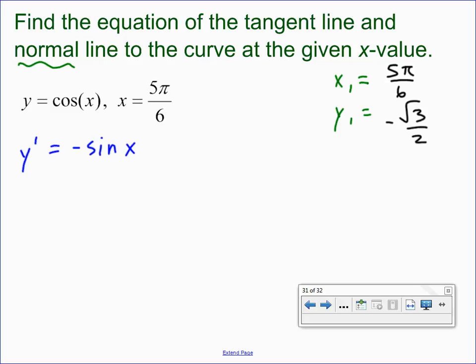Is that right? So if I wanted to get the slope of the tangent line, I'll evaluate my y-prime expression at my x value of concern. The opposite of sine of 5 pi over 6 is not positive 1/2, but negative 1/2. Is it negative 1/2? Awesome. So we'll do two problems, tangent line and normal line.